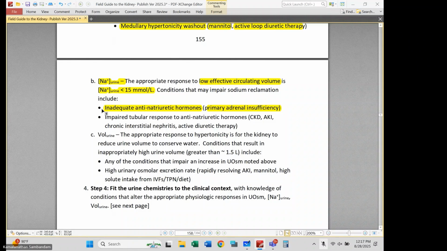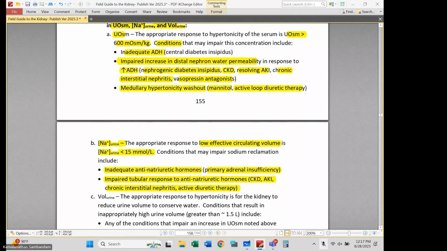Impaired tubular response to antinatriuretic hormones would be captured by these clinical syndromes. You can see that they parallel some of these problems with normal response to ADH. So CKD, acute kidney injury, these are scenarios in which tubular dysfunction may inhibit the maximal conservation of sodium, even in the face of low effective circulating volume and high norepinephrine or angiotensin II levels. Okay. The chronic interstitial nephritis would be another scenario that one can imagine.